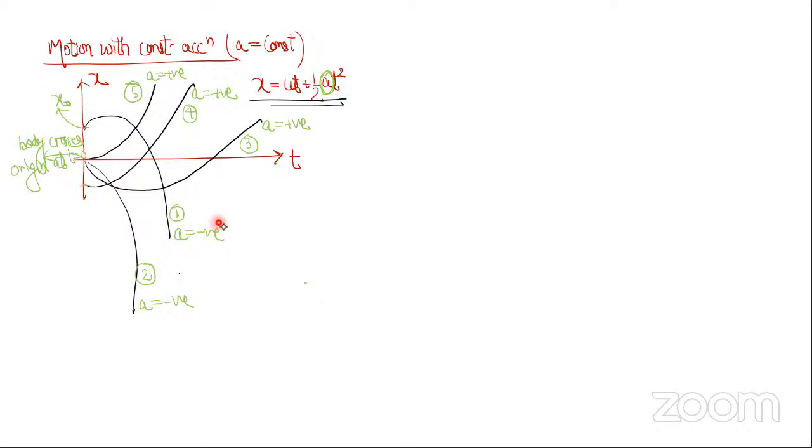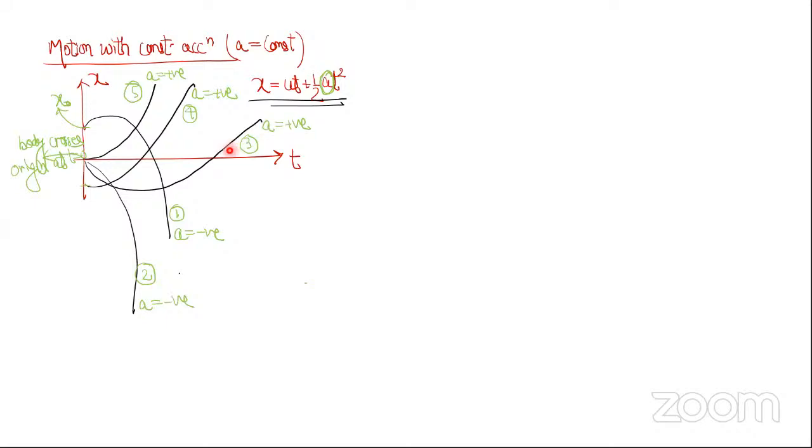Come to graph number 2. See here in graph number 2, at t equal to 0 also the slope is negative only, and then the slope is negative only, negative only. That means in graph number 2, initially also the body was traveling towards left, finally also the body is traveling towards left only, right?